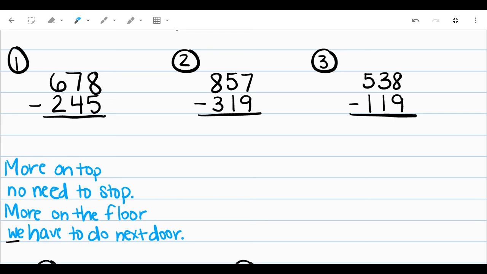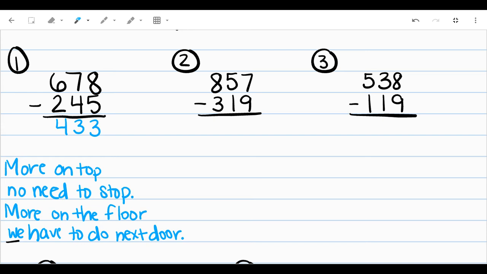So if we look at number 1, it has 678 minus 245. We look at 8 minus 5. There's more on top because 8 is bigger, so there's no need to stop. 8 minus 5 is 3. Then we have 7 minus 4, which is 3. And then 6 minus 2, which is 4. So my difference, my answer to this problem, is 433.